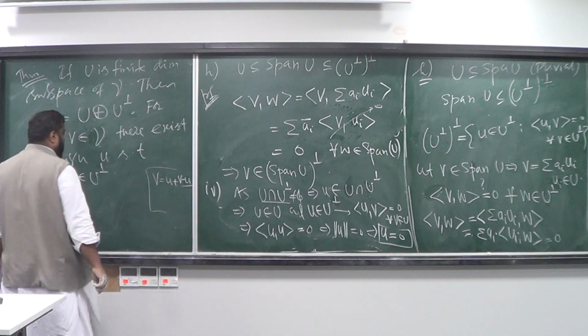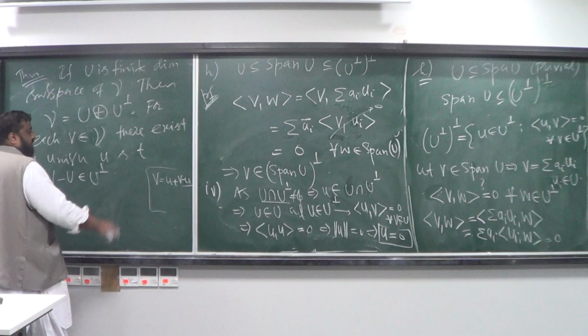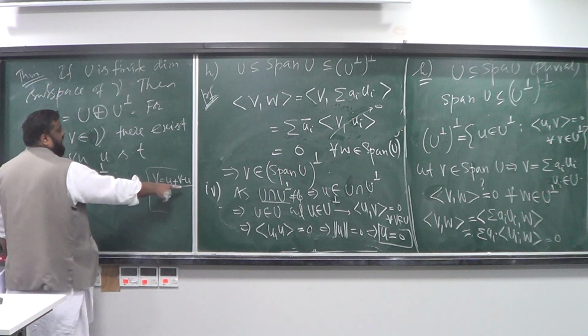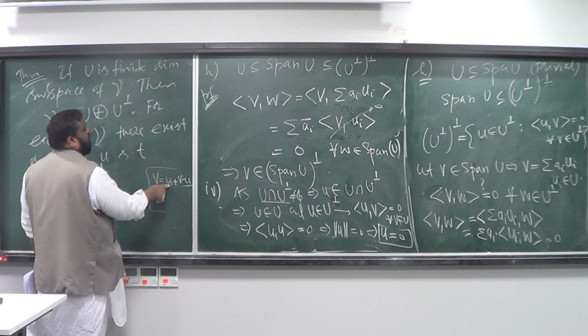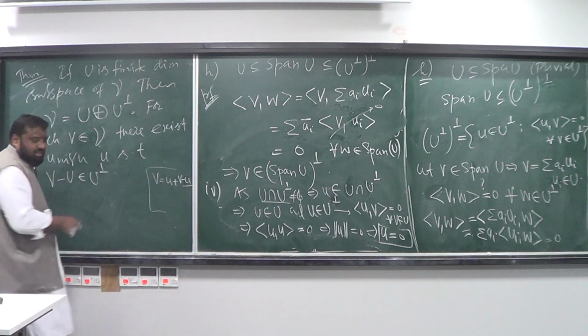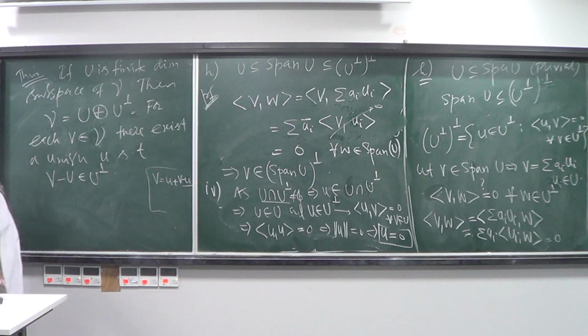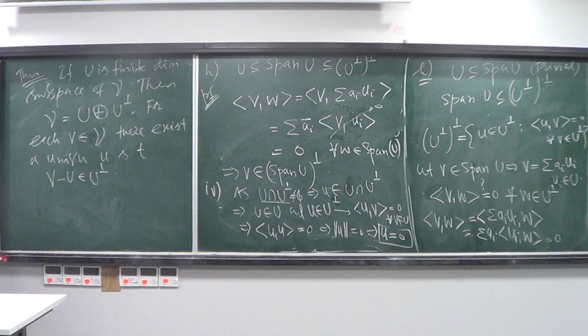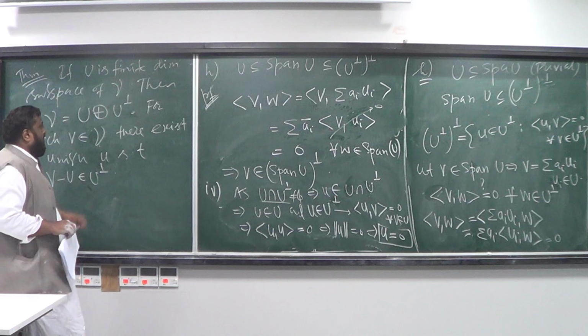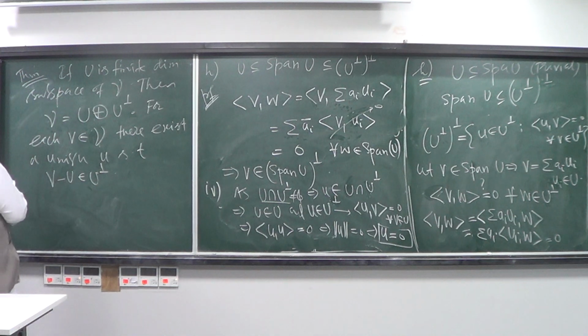So if this is in U perp, so if U is unique, V minus U is unique, hence V can be written as the sum of an element from U and U perp actually. So this is really another way of saying it: if V is the direct sum of U and U perp, then for each V in V you can always find a U such that V minus U must be in U perp. And hence you can write it uniquely.